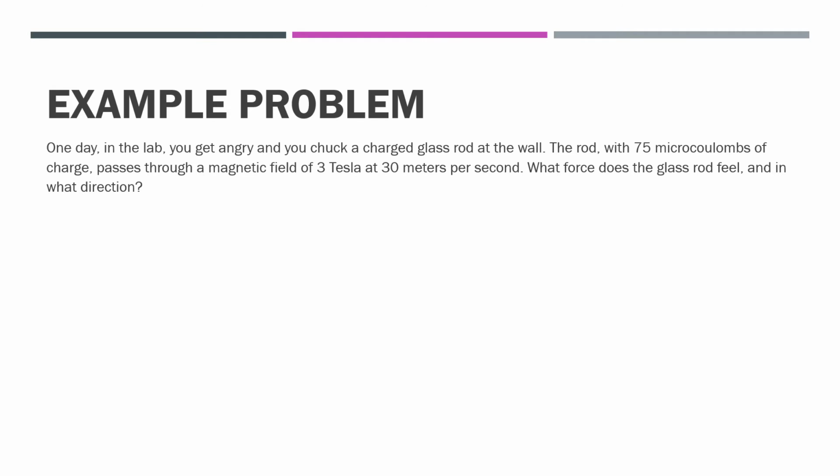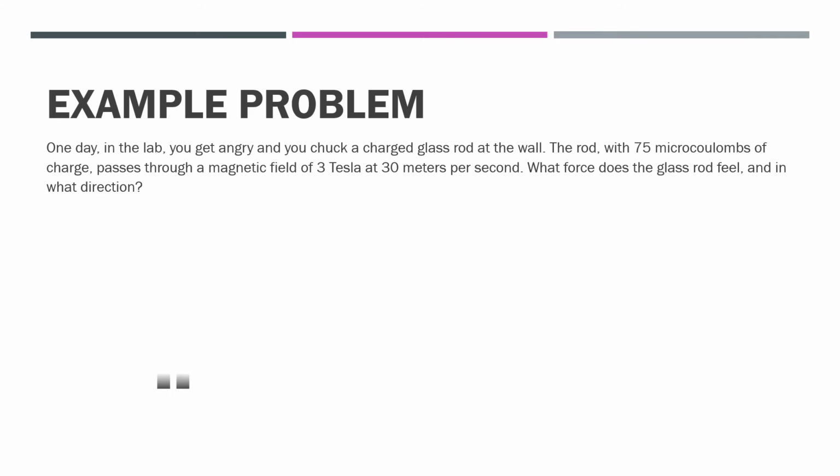So, one day in the lab, you get angry and you chuck a charged glass rod at the wall. The rod, with 75 microcoulombs of charge, passes through a magnetic field of 3 Tesla, that's pretty big, at 30 meters per second. And that's a pretty good throw as well. What force does the glass rod feel and in what direction?